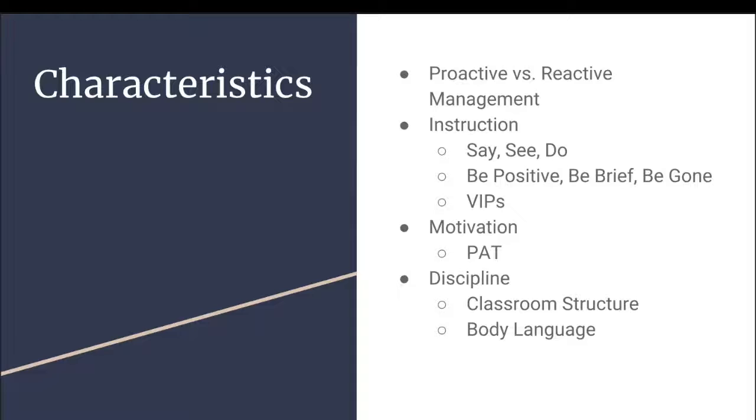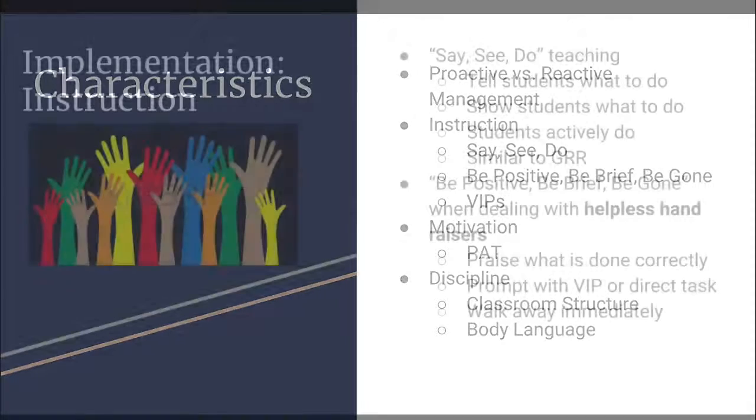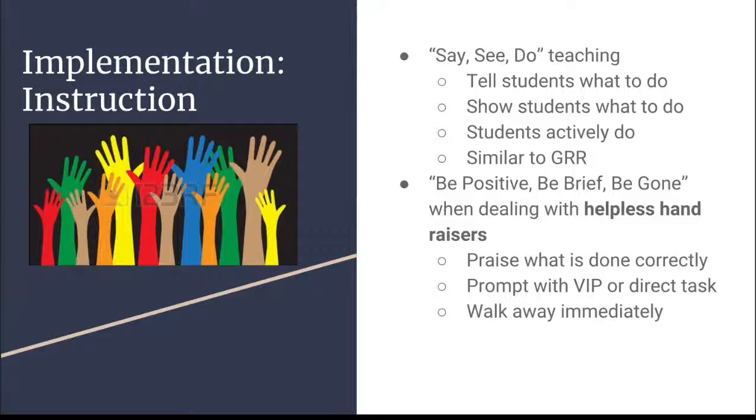One of the characteristics of this instruction is being proactive versus reactive, where the teacher is already planning ahead instead of having to react to the way that students react. So the three areas that this can happen in are instruction, motivation, and discipline, and we're going to talk about those later on in the slideshow. So the first way that you can implement this theory is in your instruction.